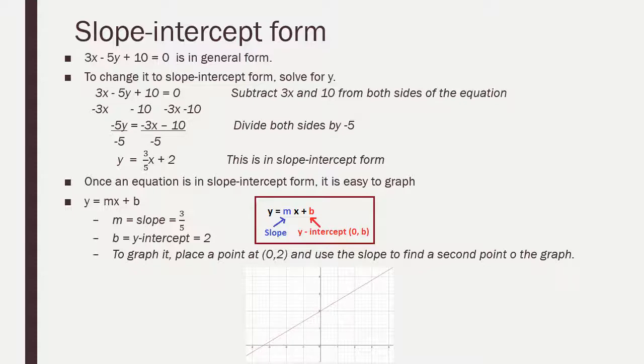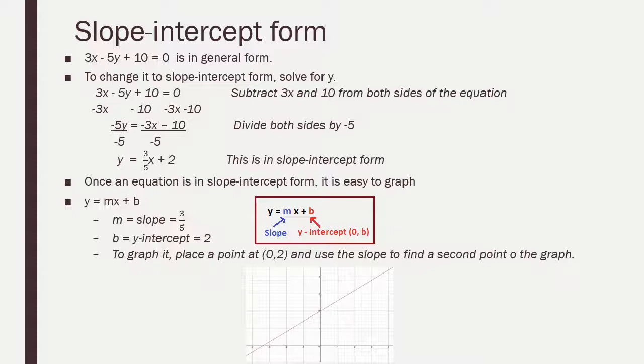It's still being multiplied by negative 5, so you need to do the opposite and divide both sides by negative 5, giving you y isolated on the left, and dividing both of the terms on the right by negative 5, you get positive 3/5 x, because a negative divided by a negative is a positive, and plus 2, because negative 10 divided by negative 5 is positive 2. Now your equation is in the slope-intercept form.